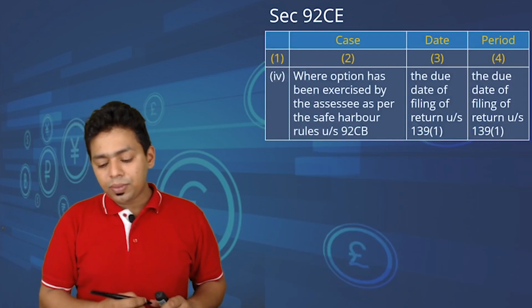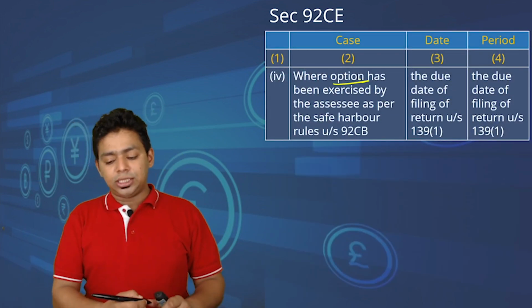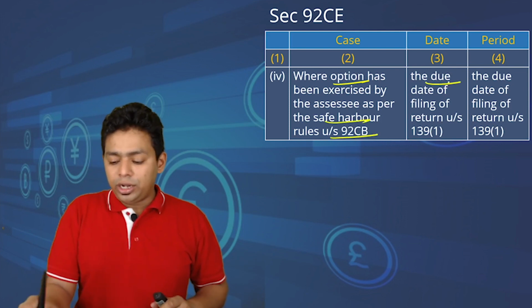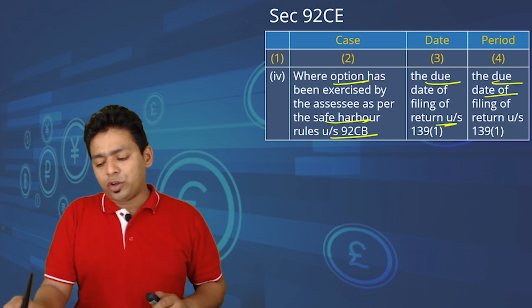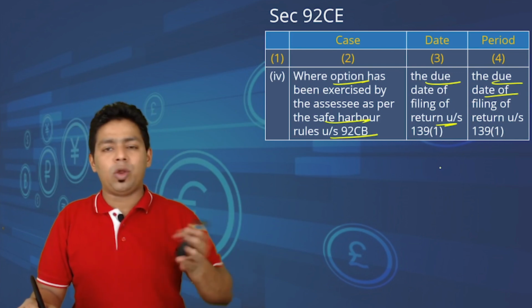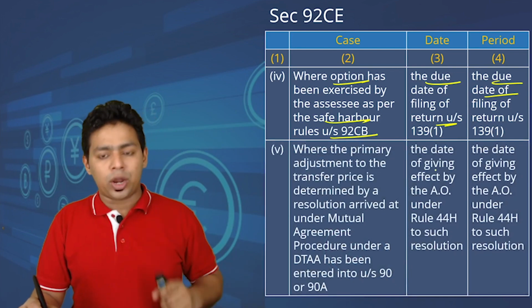Where the option has been exercised by the assessee as per the safe harbor rule, the due date of the filing of the return applies. So according to the safe harbor rule, you will obviously follow the rule in your ROI.